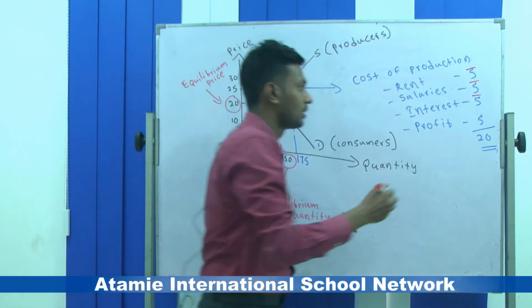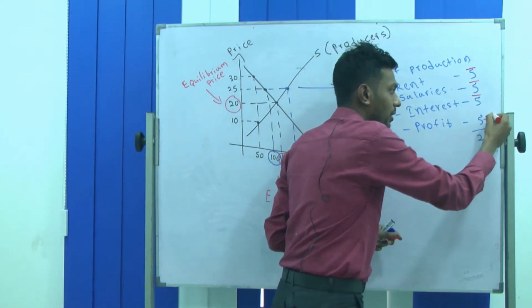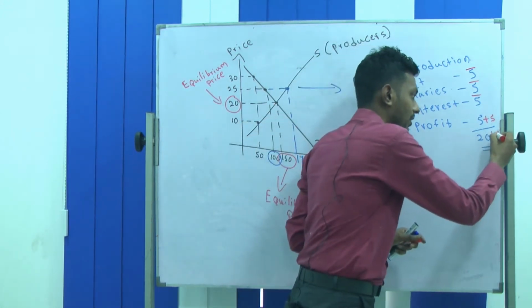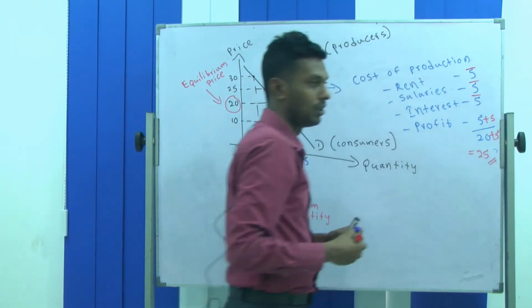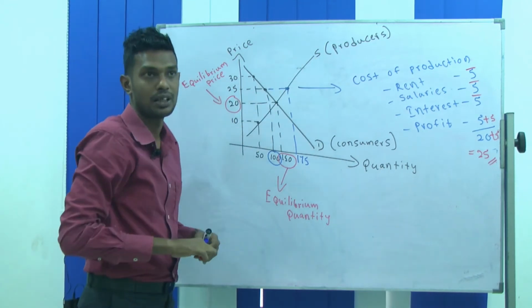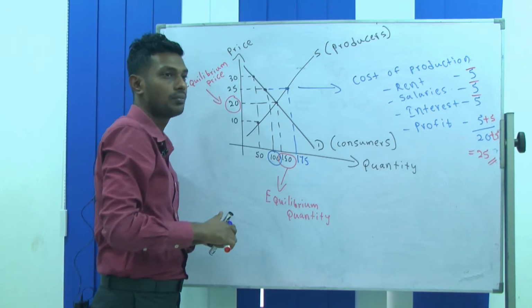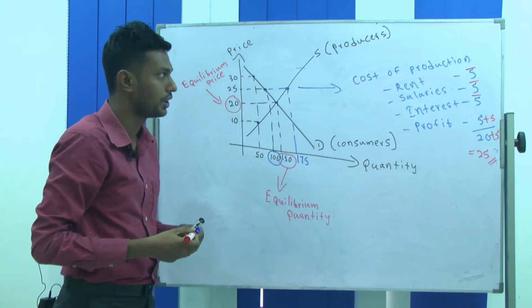What happens is, at the particular rupees 25, the extra rupees 5 will be added to the entrepreneur's profit. That makes the price equal to 25, right? That's why they are motivated to increase their supply more. And on the other hand, consumers will reduce their quantity demanded.